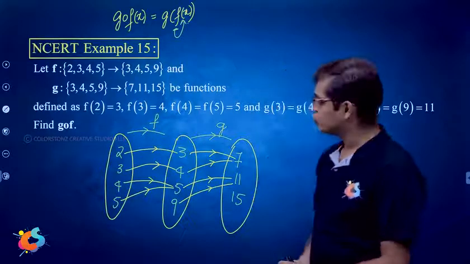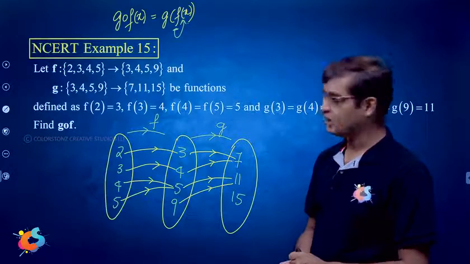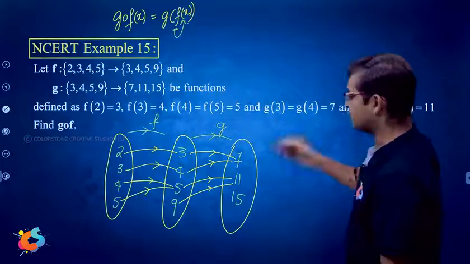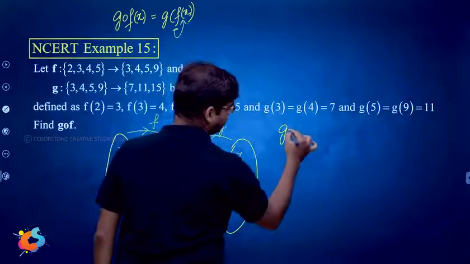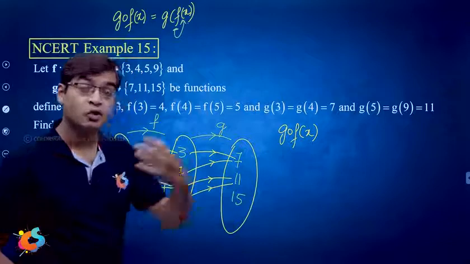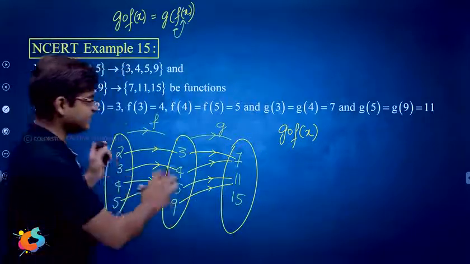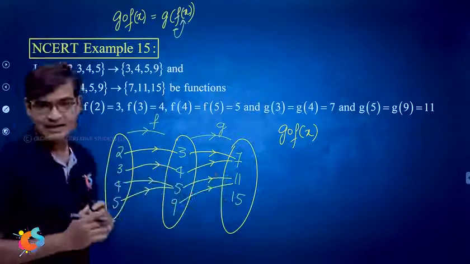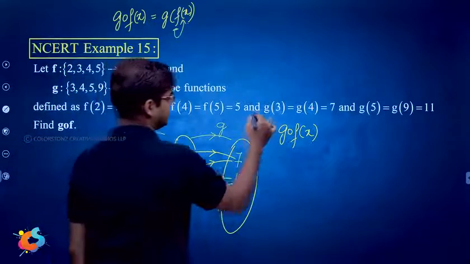Correct? Okay, so we want to find what is G circle f of x. If you are talking about G circle f of x, then it is very simple. If you want to find this function, what you want to do is, you want to find what are the outputs for different inputs. That's all. Okay. So let us say, for example, this whole thing is there in our rough. From here, let us write the solution.